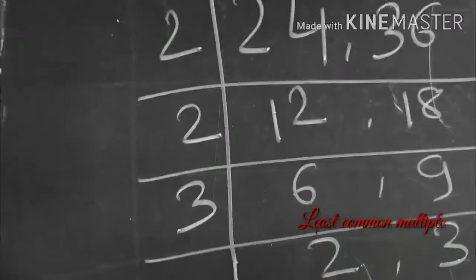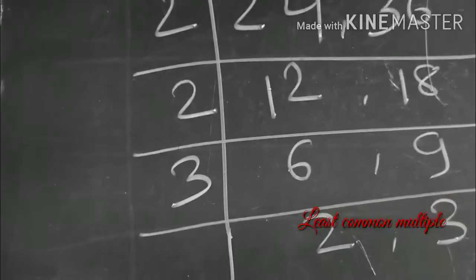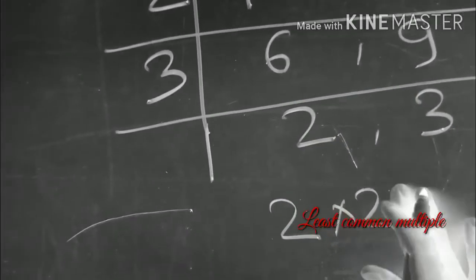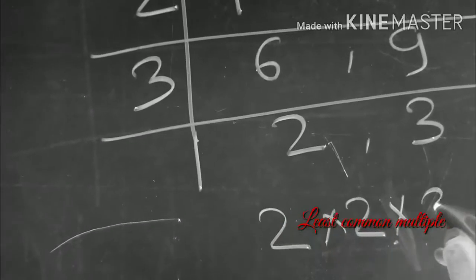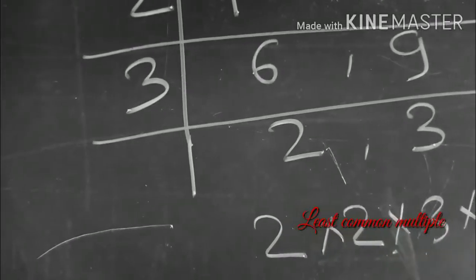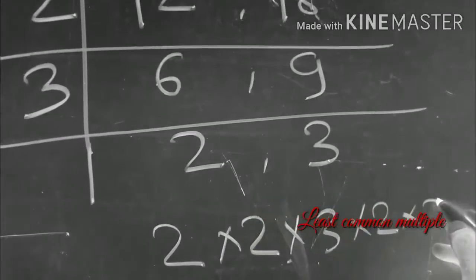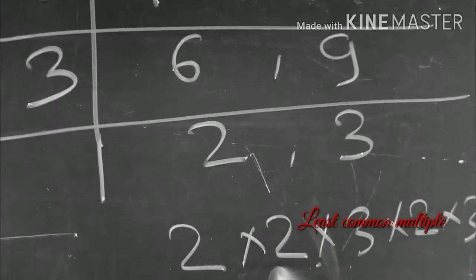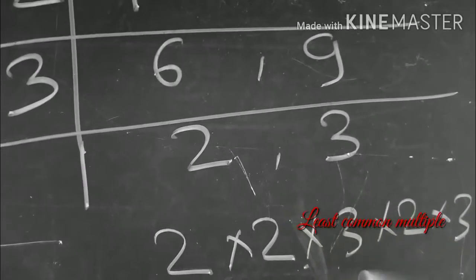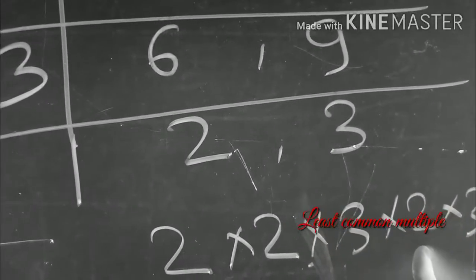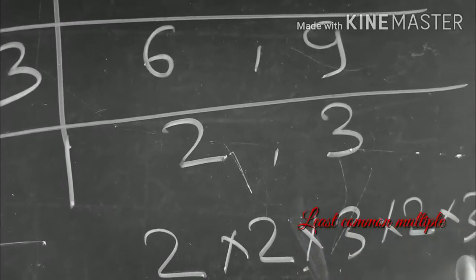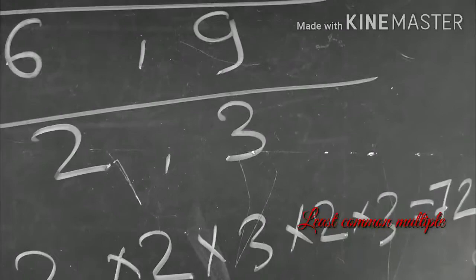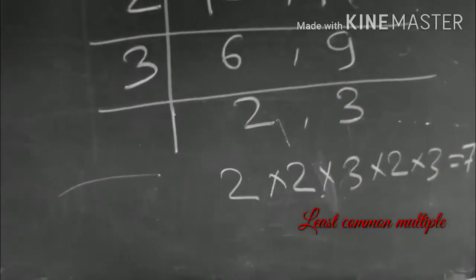2, then again 2, then 3, then this 2, then this 3. 2 times 2 is 4, 4 times 3 is 12, 12 times 2 is 24, 24 times 3 is 72. So our answer is 72.